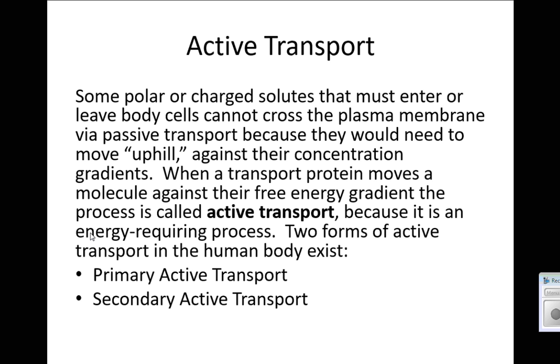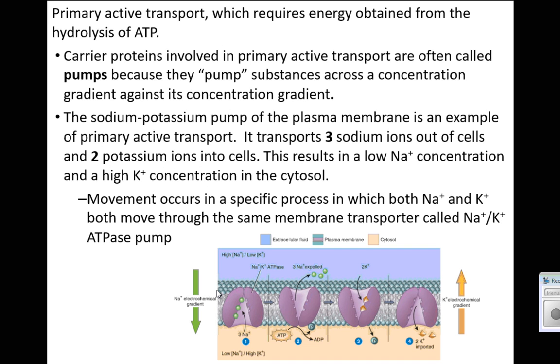The other name a lot of times for active transport is just pumping. And pumping is really mostly specific to the first type listed, primary active transport, which we're going to talk about first, then we'll talk about secondary. Primary active transport requires energy from the hydrolysis or breakdown of ATP.